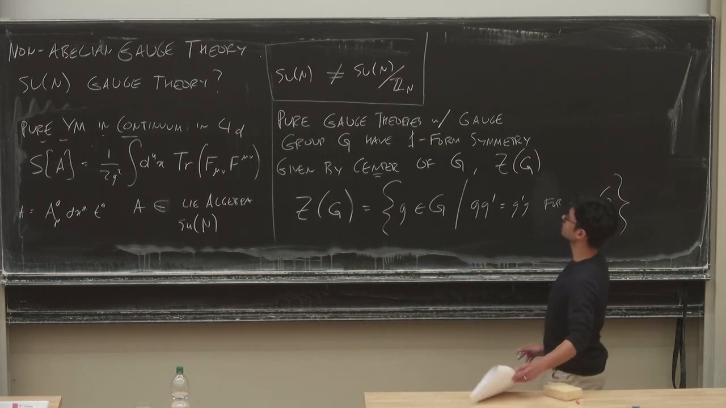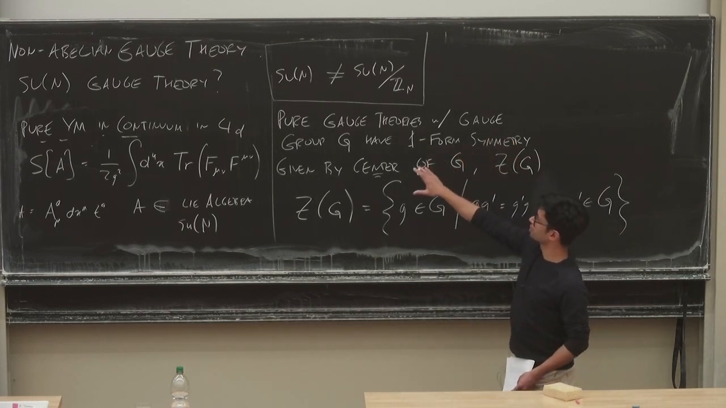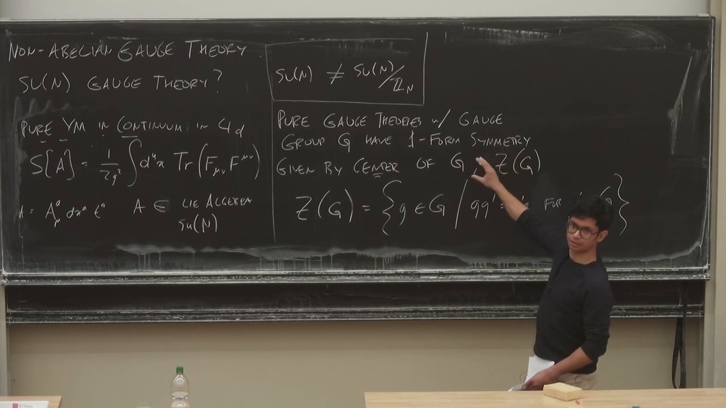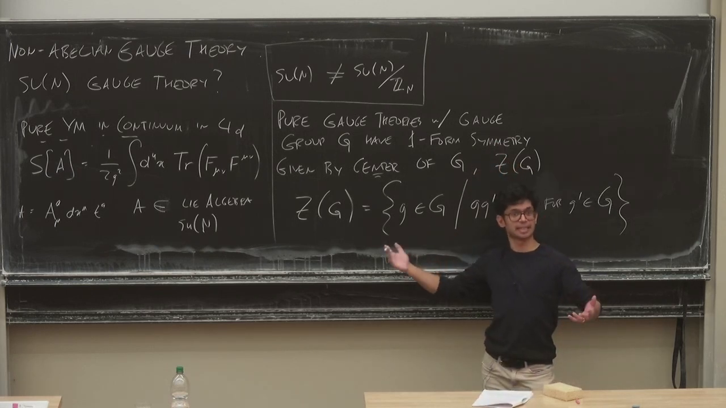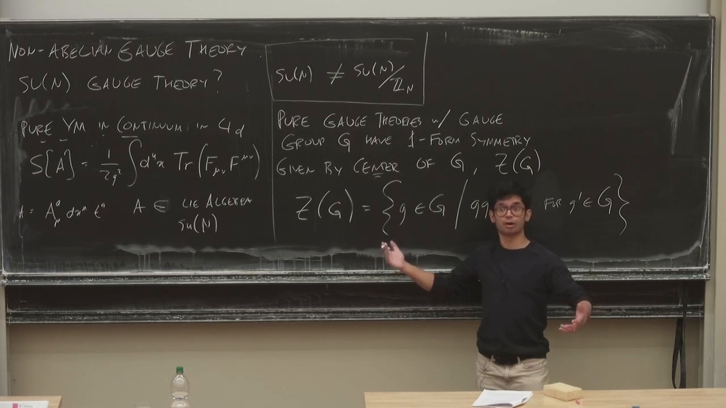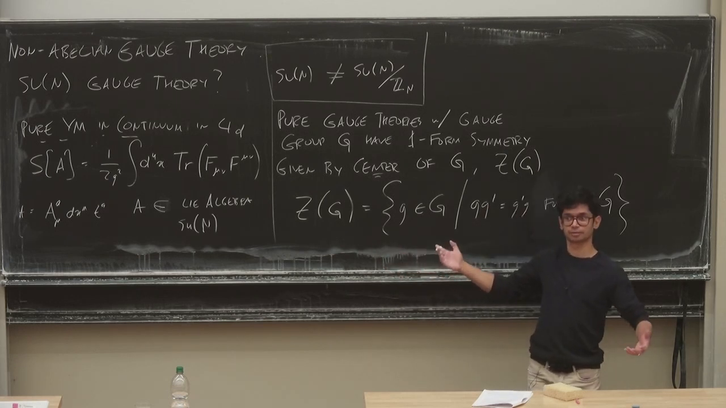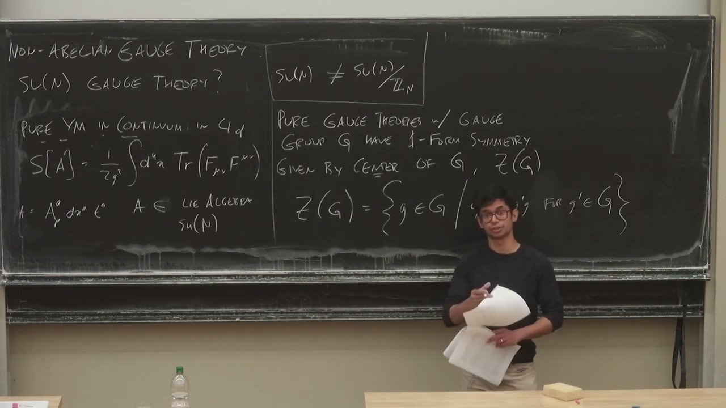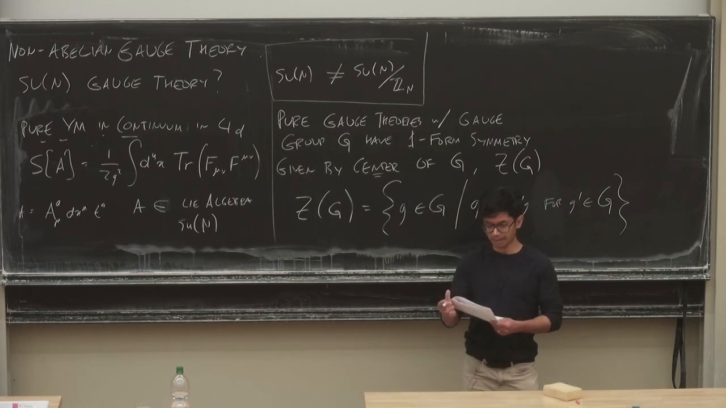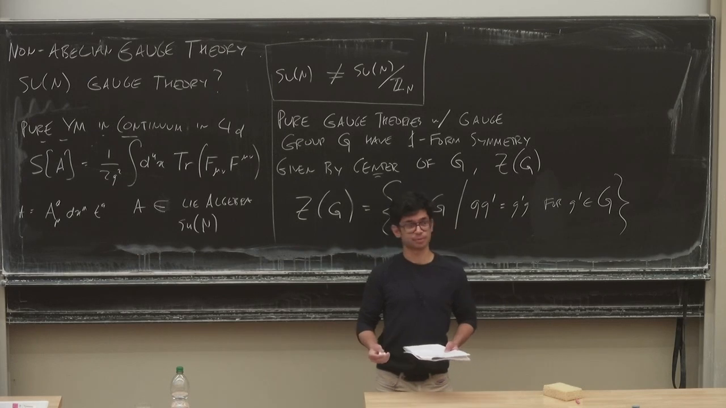So what I'm saying is, pure Yang-Mills theory with this gauge group has a one-form symmetry given by the center. Notice by construction, the center is obviously an abelian group, so there's no obvious contradiction at this point. Okay, good, first point passed. And now I have to prove to you that this is true. I'm going to do this in a bunch of steps.